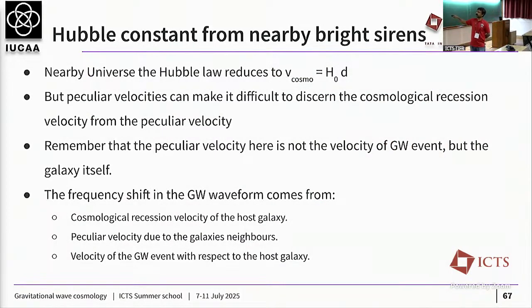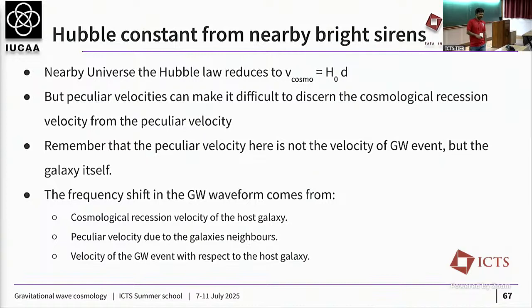So in the nearby universe, the Hubble law reduces to the cosmological recession velocity is equal to the Hubble constant times the distance. Of course, you're in the nearby universe, so you have to worry about peculiar velocities because the galaxy may not be stationary with respect to the CMB frame. And so that's another thing that you have to worry about. So you need to take into account these peculiar velocities.